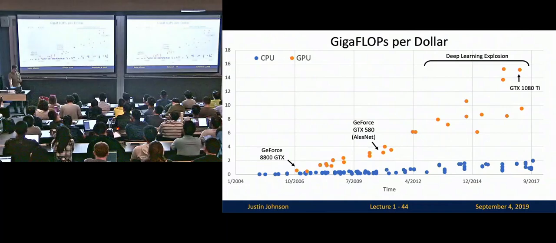So one graph that I put together that I find particularly striking is looking at the gigaflops of computation per dollar as a function of time. So here in blue, you can see these are different types of CPUs. Right?